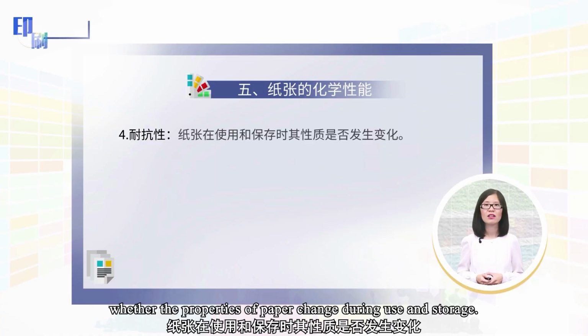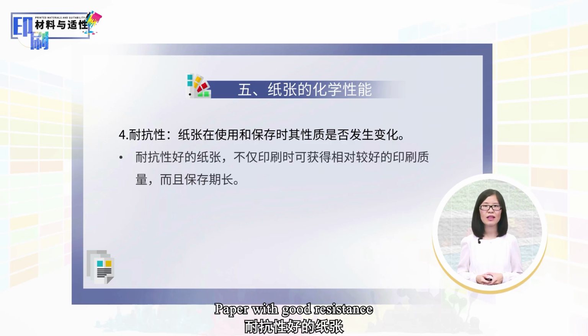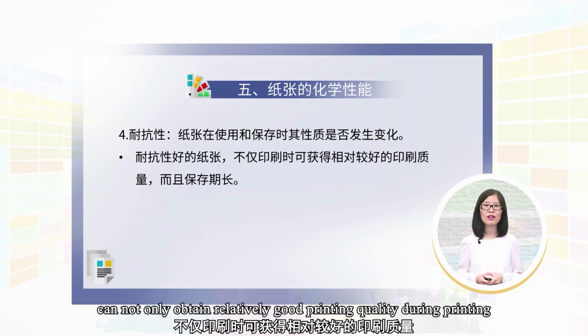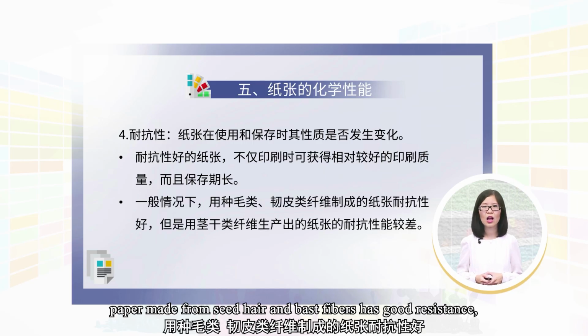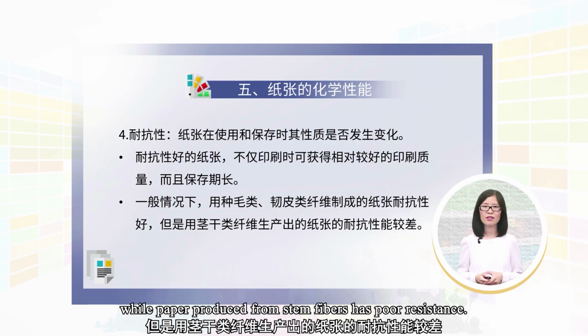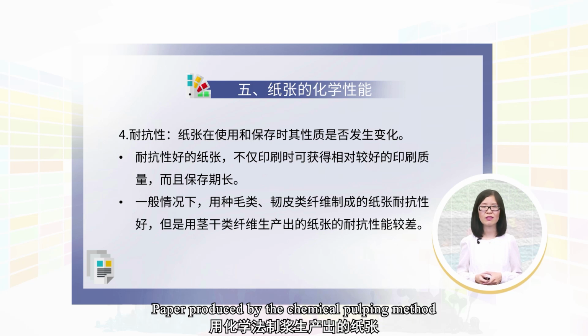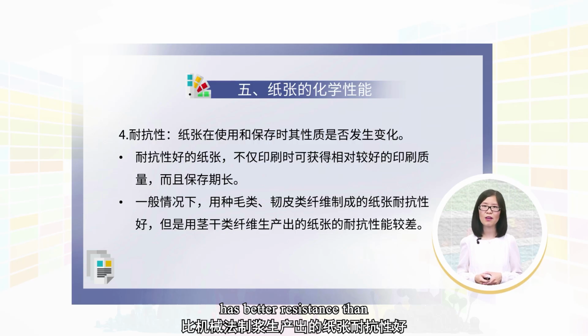Resistance. Whether the properties of paper change during use and storage. Paper with good resistance can not only obtain relatively good printing quality during printing, but also has a long storage life. Generally, paper made from seed hair and bast fibers has good resistance, while paper produced from stem fibers has poor resistance. Paper produced by the chemical pulping method has better resistance than that produced by the mechanical pulping method.